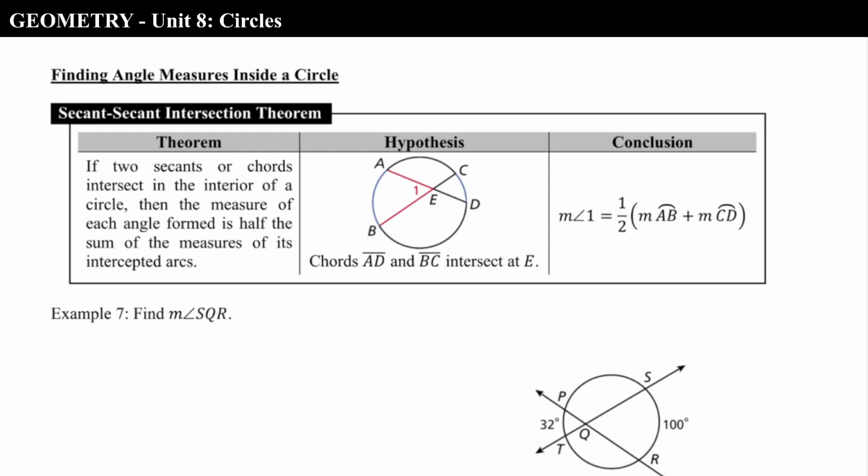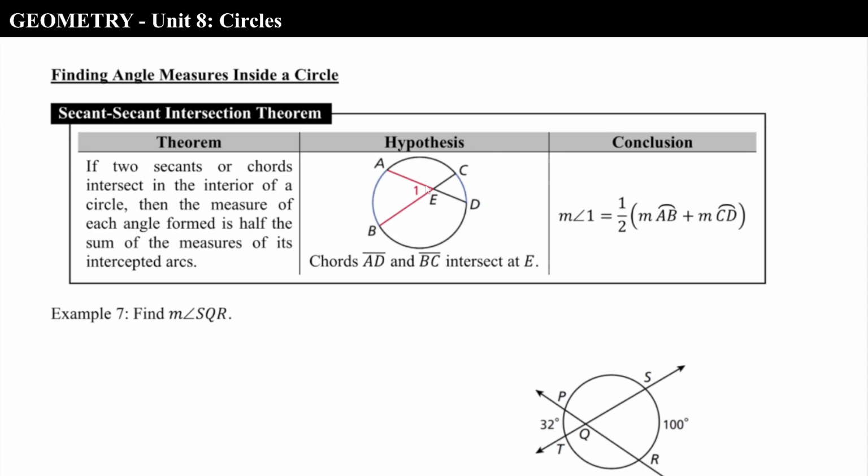Finding angle measures inside of a circle. If you have two secants or chords that intersect in the interior of a circle, then the measure of each angle formed is half of the sum of the measures of the intercepted arcs. So you're going to define the measure of angle 1 here. You're going to take AB, add it to CD, and then take half of it.